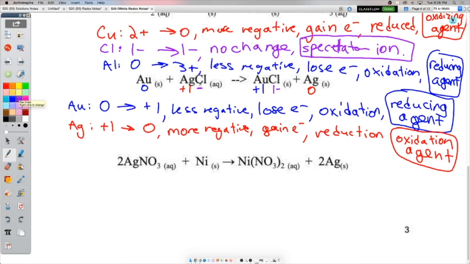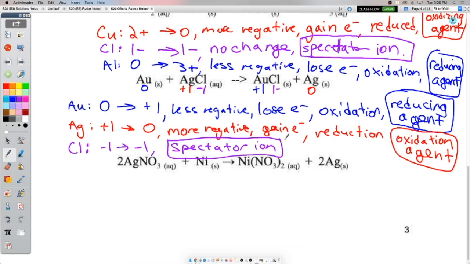Okay, lastly, we got chlorine again, our old friend chlorine. Okay, what's chlorine doing? It's doing the same thing it did before. It's got a charge of -1. It ends up with a charge of -1. -1 to -1. That makes it, whoops, the no change. So that's the spectator ion. Okay, no change. Whoops, forgot to write that.